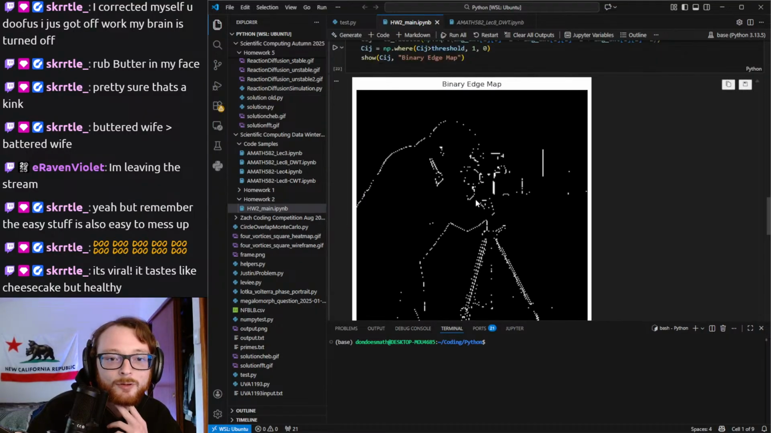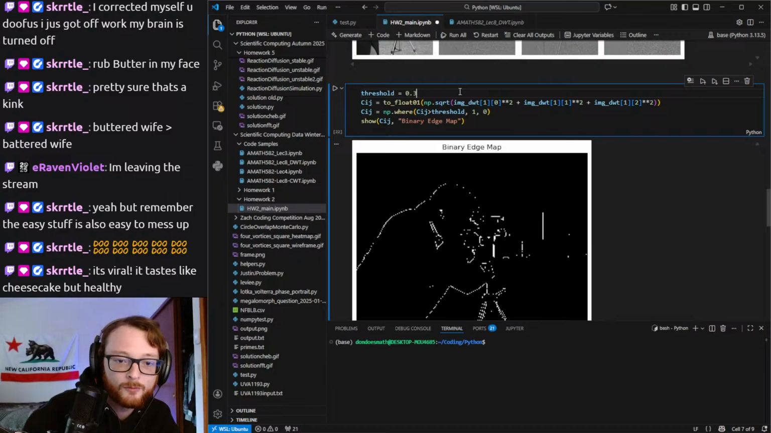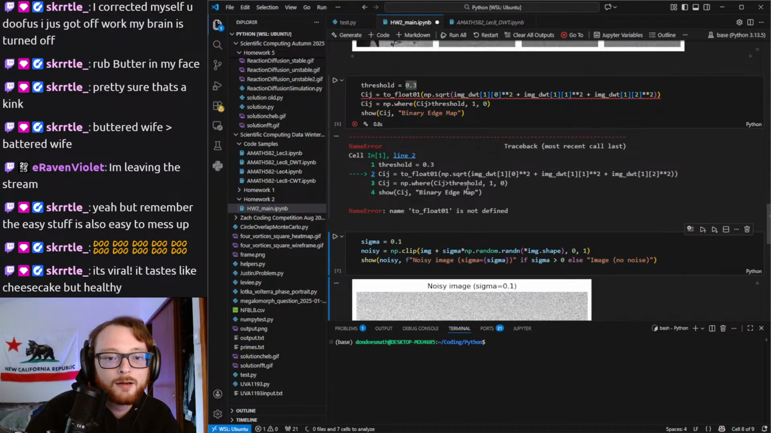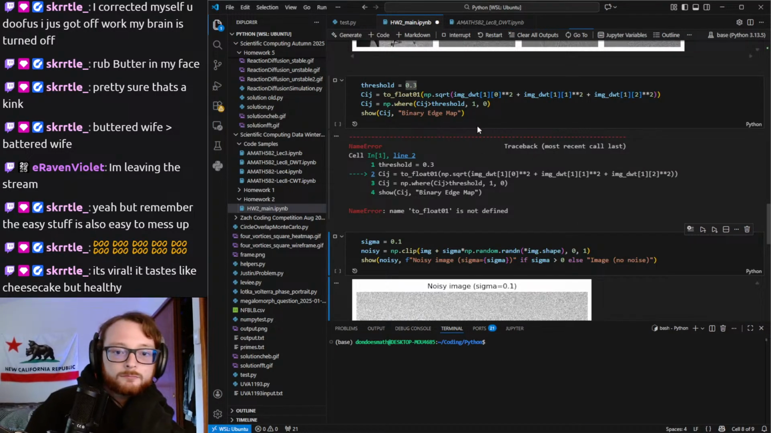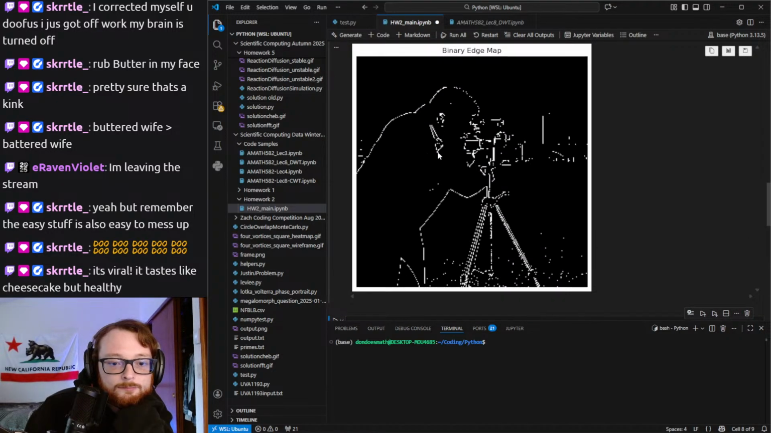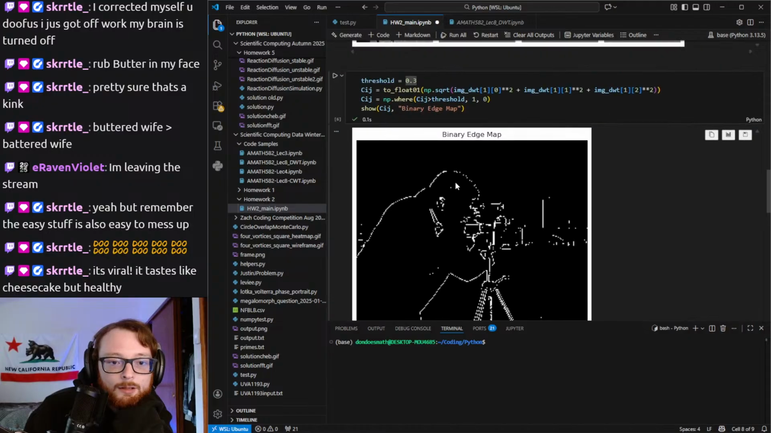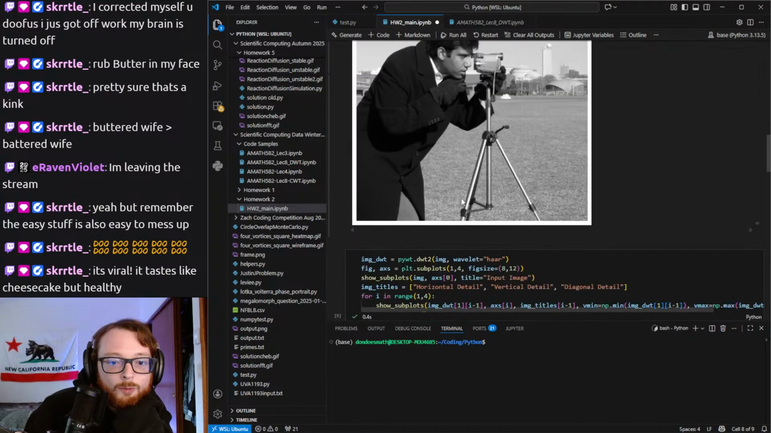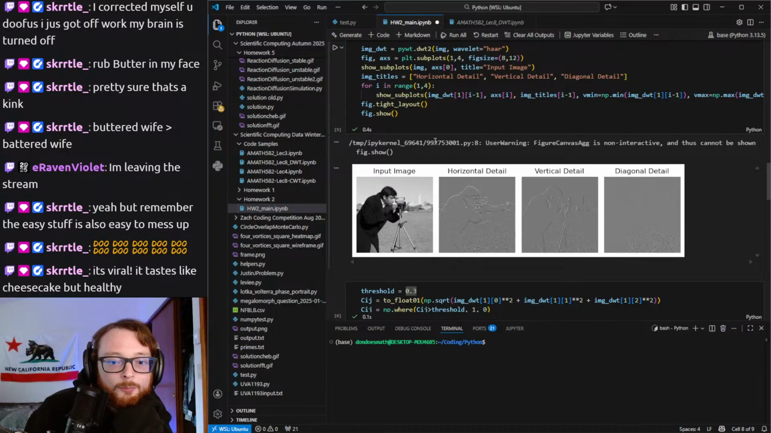Why did I put that at 0.4? Or maybe something weird happened with it saving. Restart it. Come on. Okay, and then run all. Okay, so yeah, basically, wow. The wavelet transform of this image will spike when there's a sudden change in color.